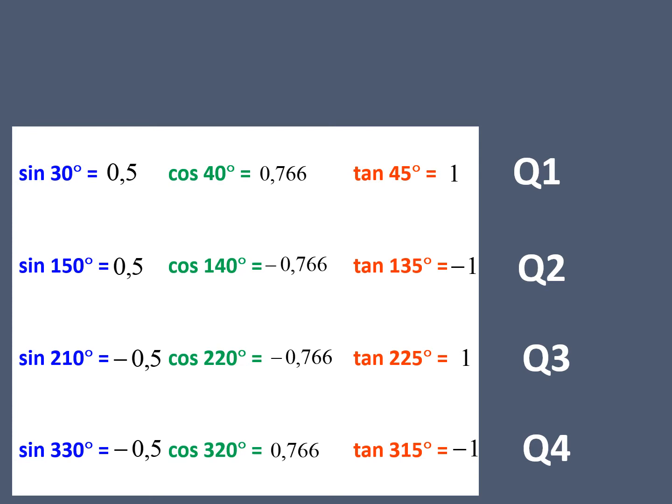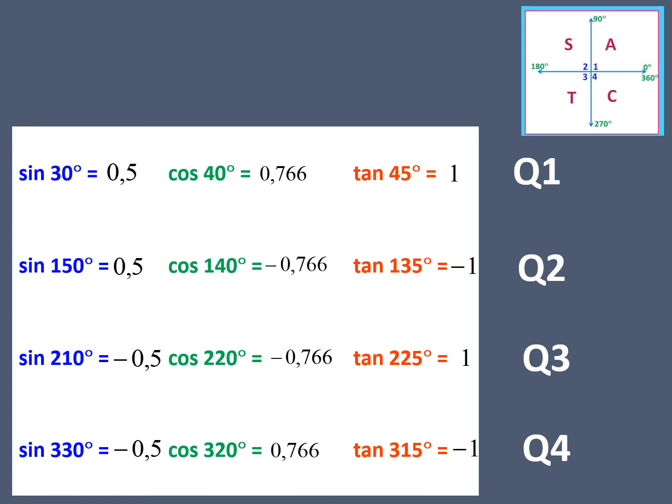Now what we realize is in quadrant 1, all of the answers are positive. In quadrant 2, only sine is a positive number. In quadrant 3, only tan gives me a positive answer, and in quadrant 4, only cos gives me a positive answer. And why is that? That is because of the cast diagram, which we learnt in the last lesson. Remember, all trig functions are positive in the first, sine is positive in the second, tan is positive in the third, and cos is positive in the fourth.